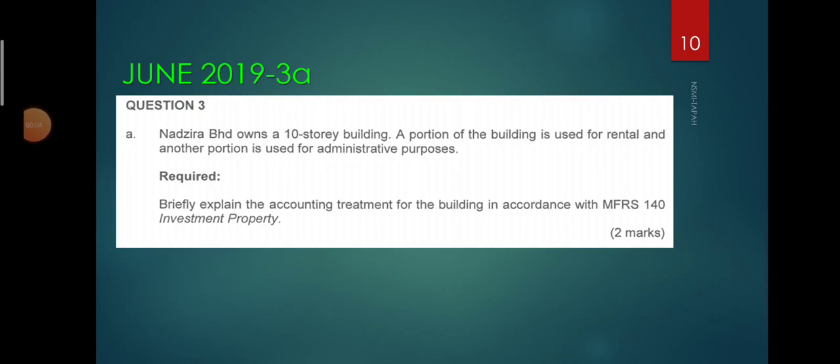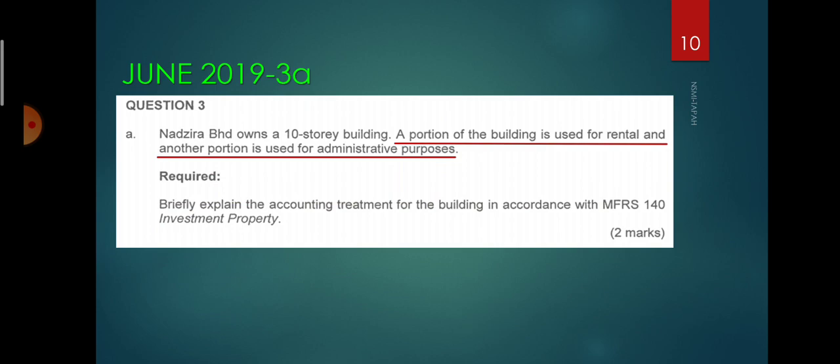So today I would like to show you the suggested solution for June 2019 question 3, investment property MFRS 140. So question 3A, Nazira Bahad owns a 10-story building. A portion of the building is used for rental and another portion is used for administrative purposes. Briefly explain the accounting treatment for the building in accordance with MFRS 140 IP.